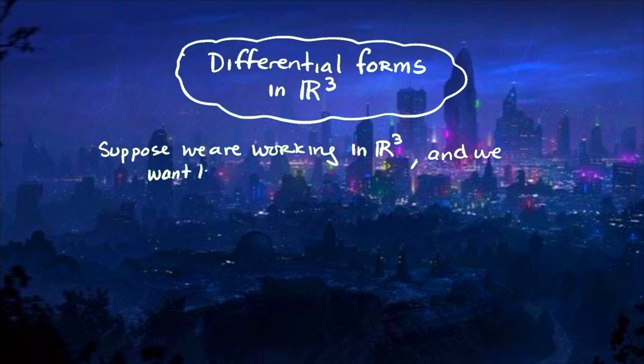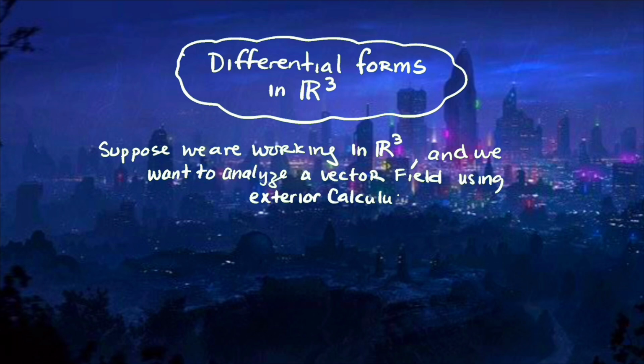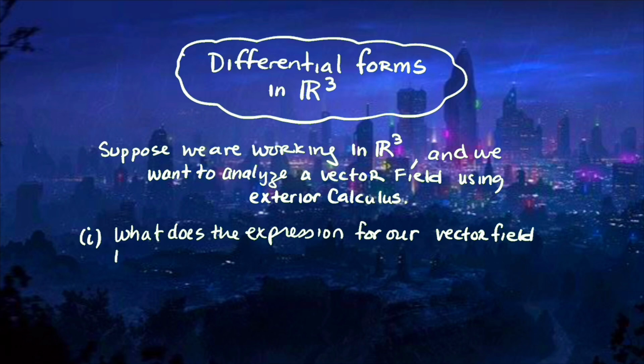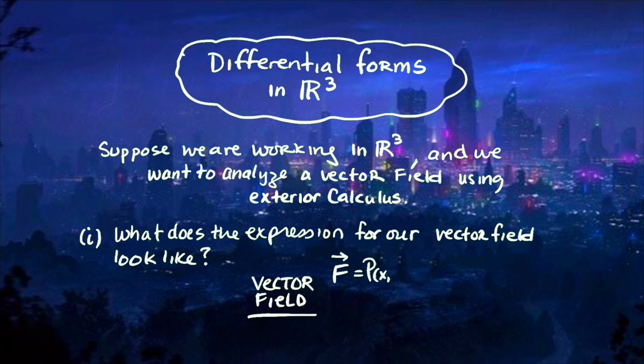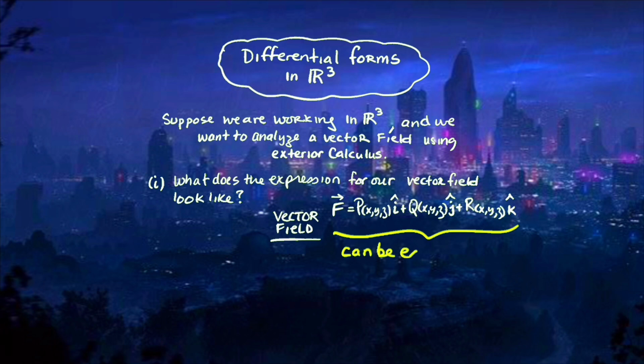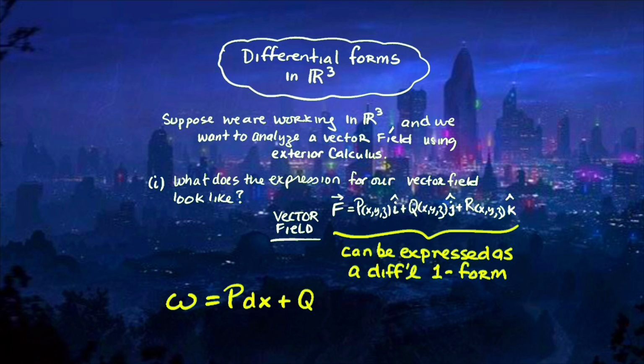Suppose we are working in R3 and we want to analyze a vector field using exterior calculus. What does the expression for our vector field look like? One might define the vector field F using the basis vectors i, j, and k as follows. But we can express this as a differential one form, omega equals p dx plus q dy plus r dz.